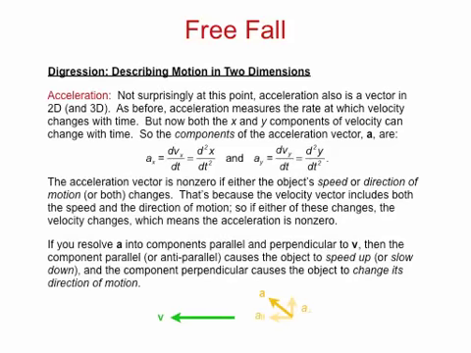If you resolve the acceleration vector into components parallel and perpendicular to the velocity vector, as shown in the figure below, then the component parallel or antiparallel causes the object to speed up or slow down, and the component perpendicular causes the object to change its direction of motion.